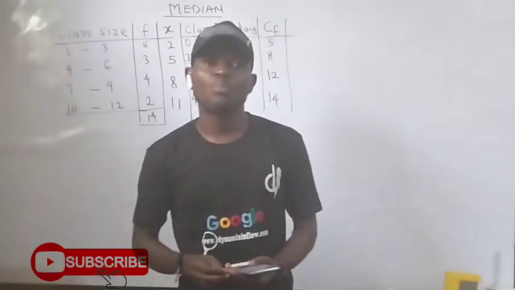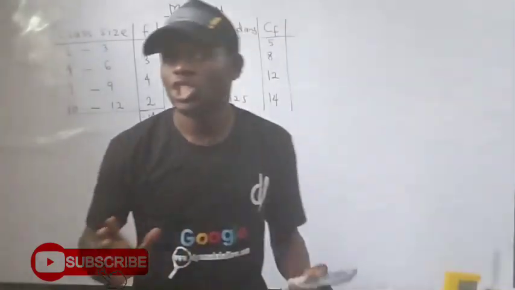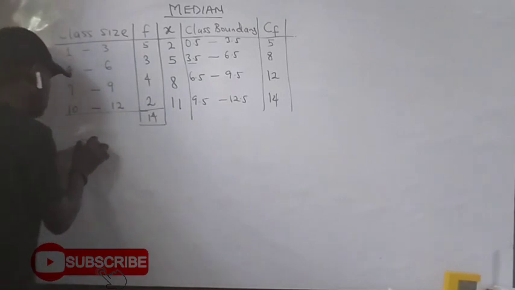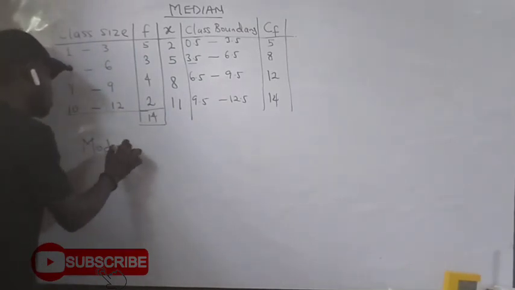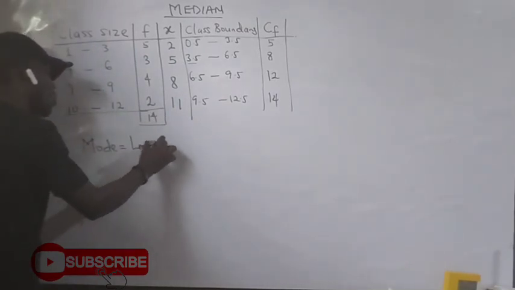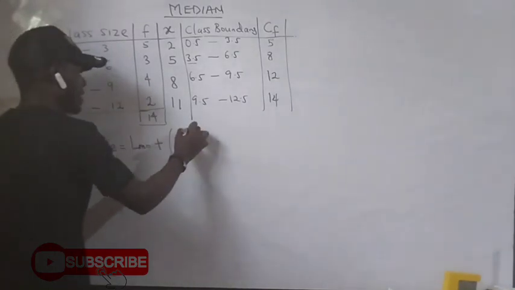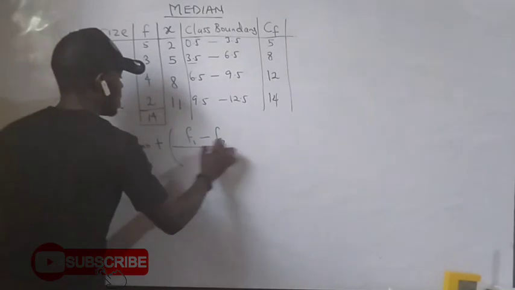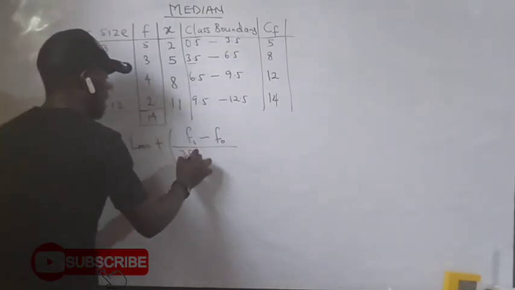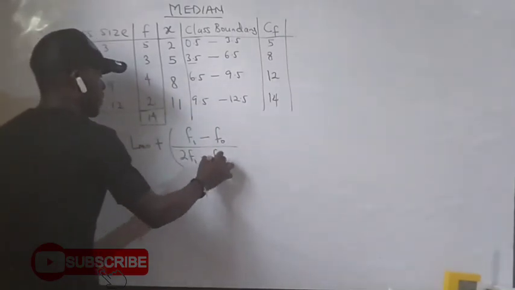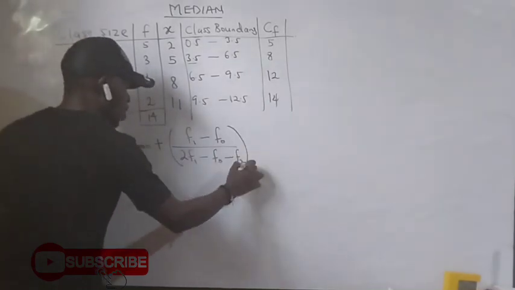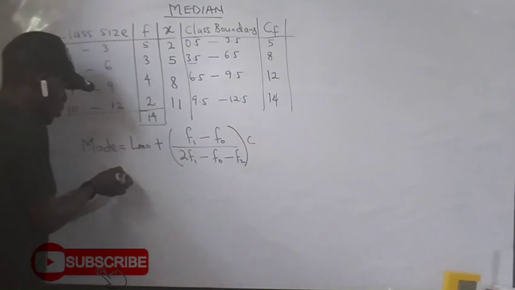But if you are to compute the mode, we also go literally by the formula. The formula of mode for grouped data is just what I gave you initially: L_mo plus, in brackets, the frequency of the modal class minus the frequency of the preceding class, all over 2 times the frequency of the modal class minus the frequency of the preceding class minus the frequency of the succeeding class, all in brackets, times the class size.